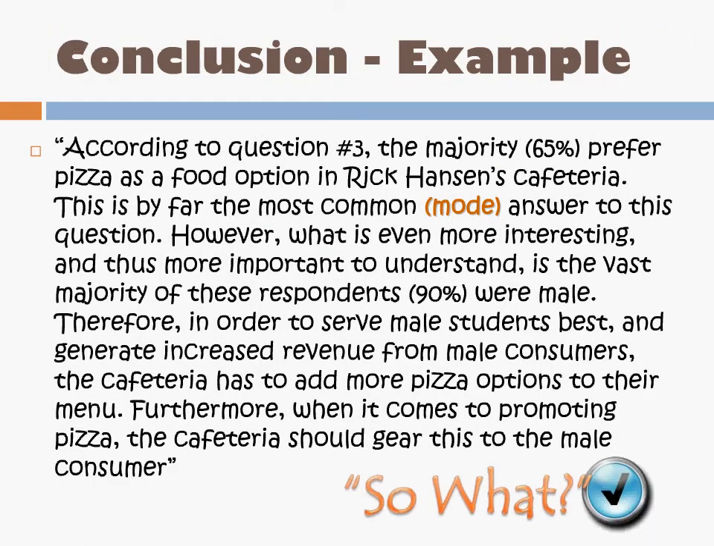So how's this going to show up in your report? Well, again, after you've concluded each of your survey questions, you'll have another section of subset analysis. In this section, you'll have your paragraph, and each of your group members will have this paragraph. A paragraph could look like the following. According to question number 3, the majority, 65%, prefer pizza as a food option in Rick Hansen's cafeteria. This is by far the most common, i.e. mode, answer to this question.